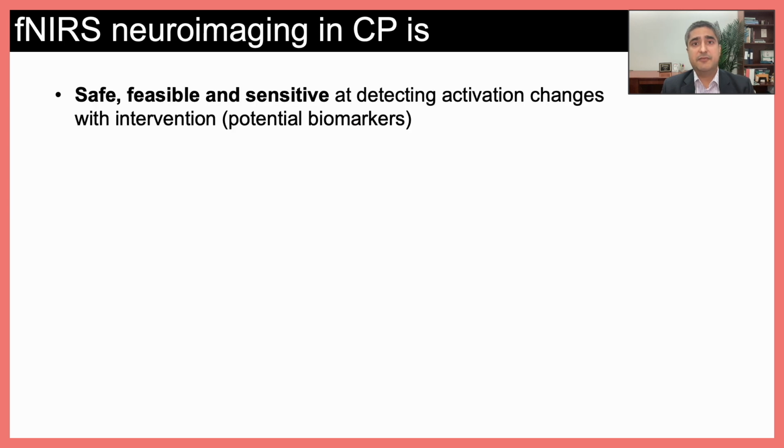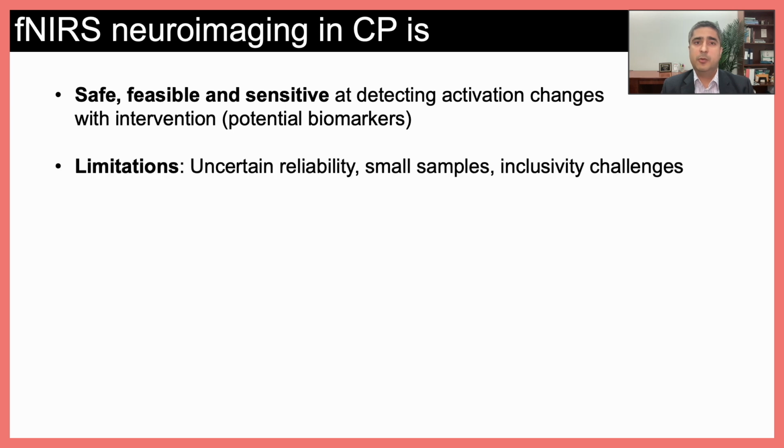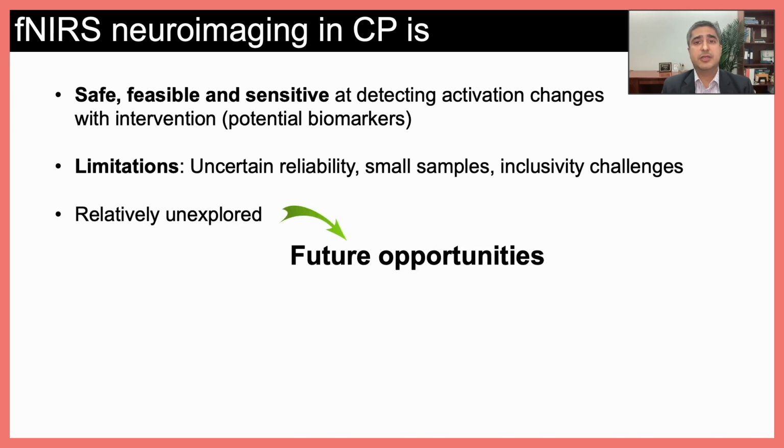In summary, our review found fNIRS to be safe, feasible, and sensitive at detecting and tracking brain changes post-intervention in CP. We also identified the lack of reliability assessments, consistently small study samples, and inclusivity challenges with poor signal quality in individuals with darker skin tone and thick hair as potential limitations. Notably, fNIRS-based neuroimaging in real-world settings remains largely unexplored in CP, providing exciting opportunities for future researchers.